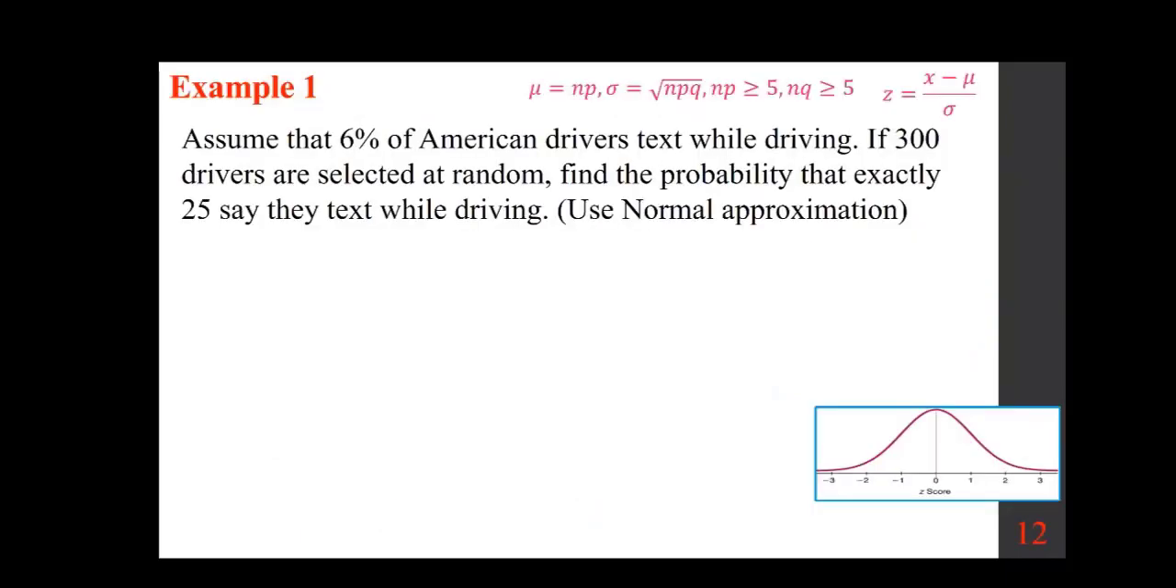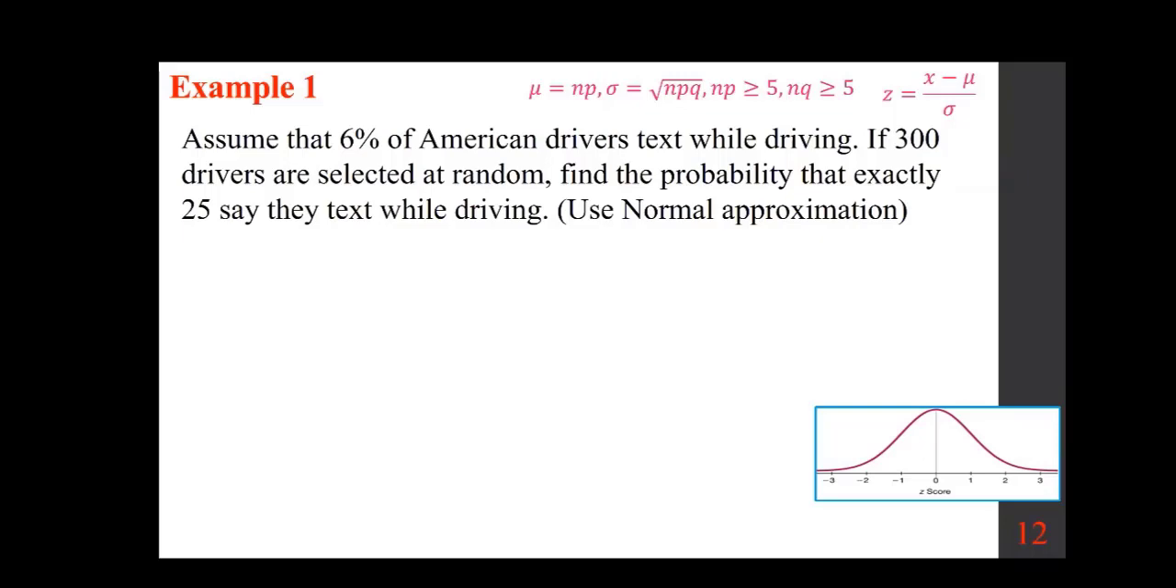Assume that 6% of American drivers text while driving. If 300 drivers are selected at random, find the probability that exactly 25 say they text while driving. Use normal approximation. We need to figure out what is given to us. So assume that 6% text.